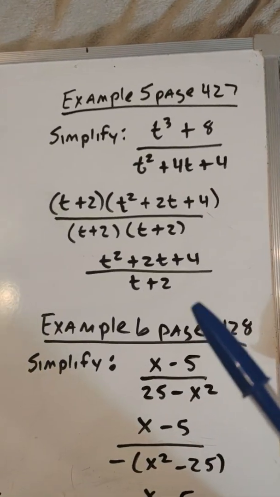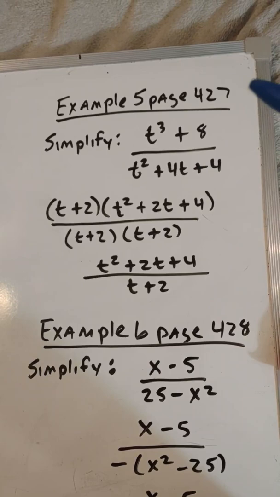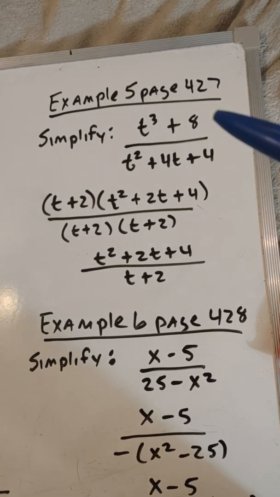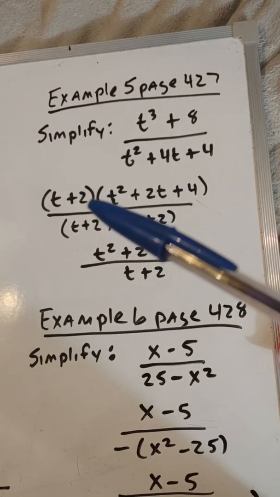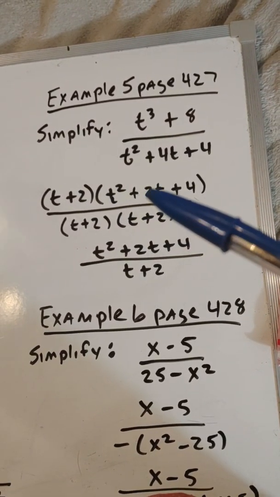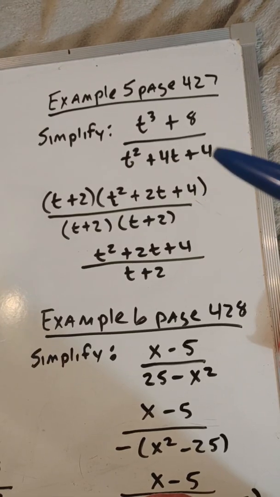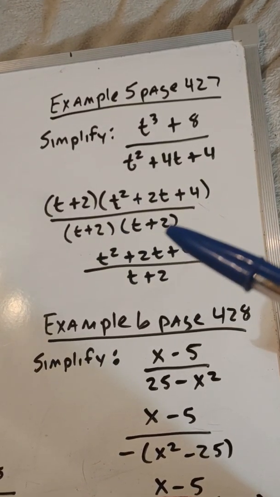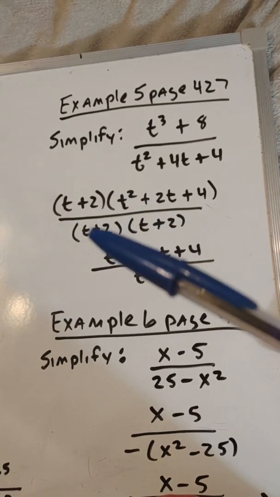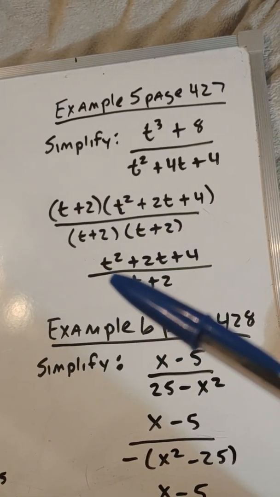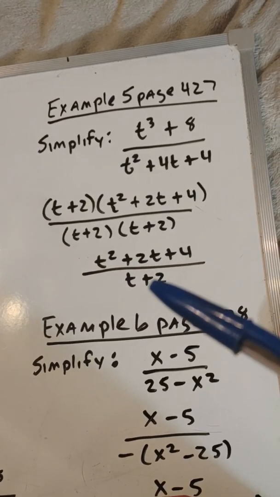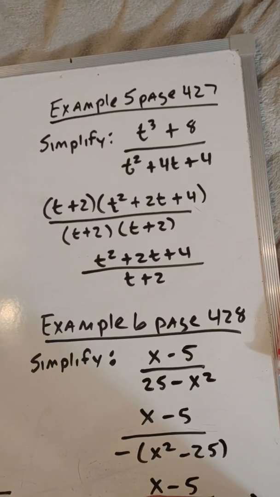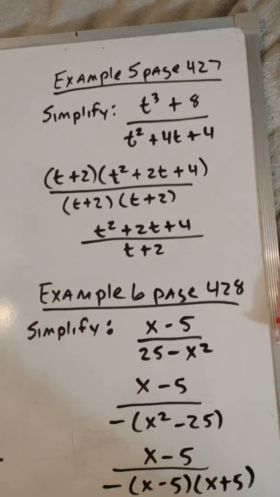Going to example 5, page 427, same thing. We've got to factor the top and the bottom. The top is a sum of cubes, which factors into t plus 2 times t squared minus 2t plus 4. Bottom is a trinomial, which factors into t plus 2, t plus 2. These t plus 2's become 1, so the answer becomes t squared minus 2t plus 4 over t plus 2. The hardest part of these problems is the factoring. You've got to be able to factor.